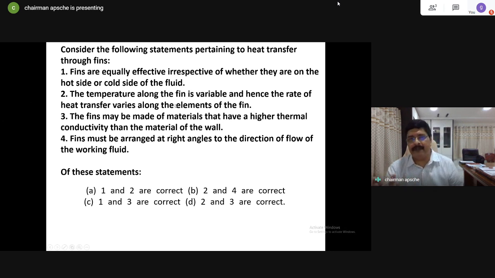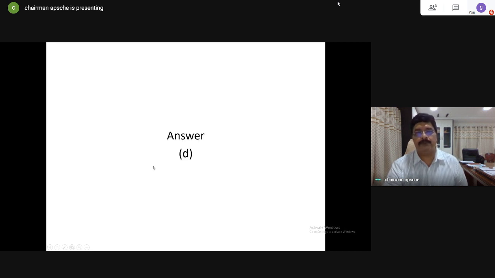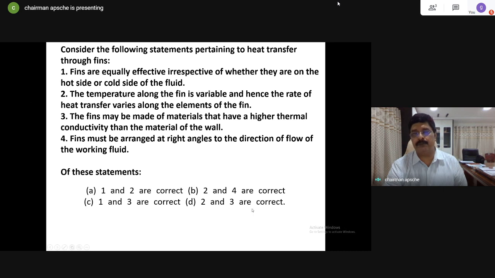The fins may be made of materials that have higher thermal conductivity than materials of the wall. Yes, that is preferred. Fins must be arranged at right angles to the direction of flow. No, no. So the last one is also not correct. This is correct. Okay. So what is the answer? 2 and 3 are correct.